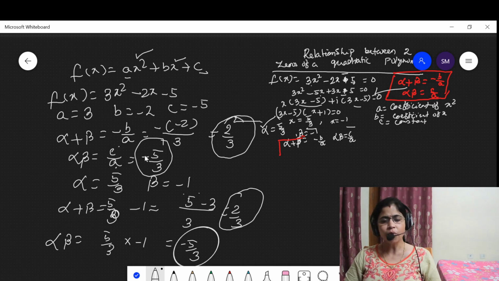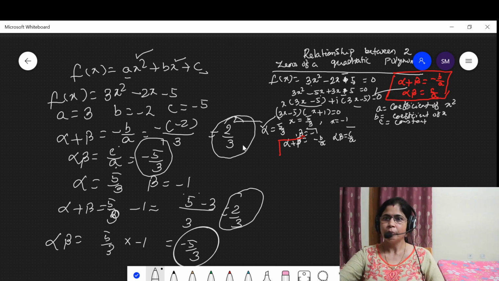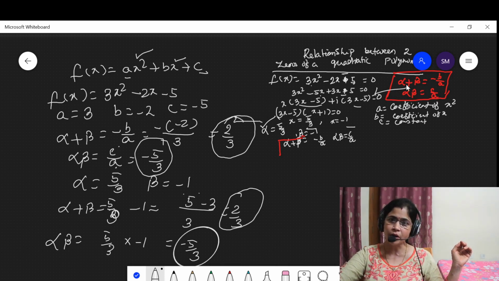Then we can prove this relationship. Students, please concentrate here and look at here. Alpha plus beta, a very important thing, the relationship between two zeros of the polynomials: alpha plus beta is equal to minus b by a, and alpha into beta is equal to c by a. Then by solving this, we prove the relationship between alpha plus beta and alpha into beta.